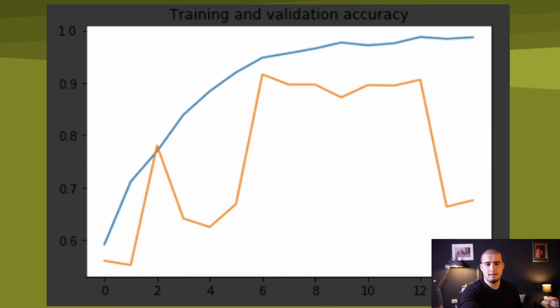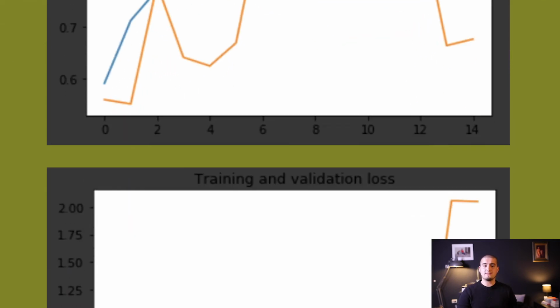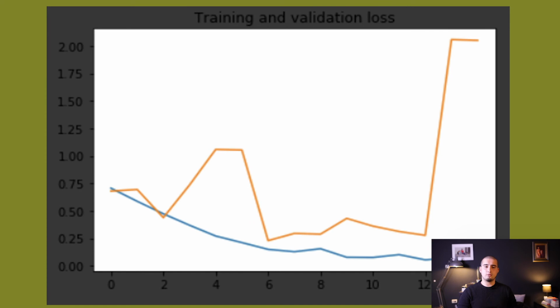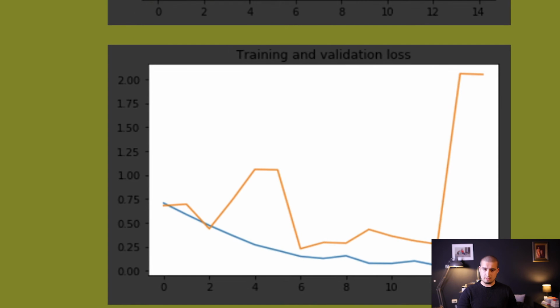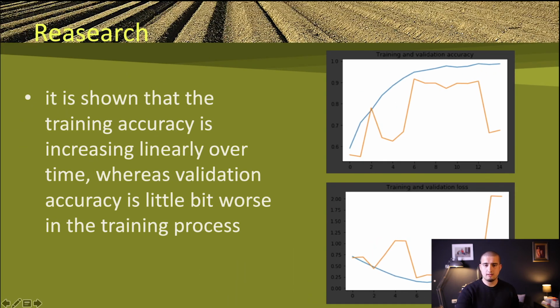So we have training accuracy increasing linearly over time, whereas validation accuracy is a little bit worse in the training process. The training accuracy is linear, and is the image on the top, and in the bottom image, the validation accuracy gets a bit worse in our training process.